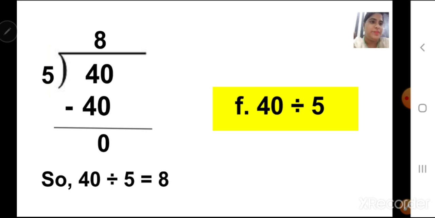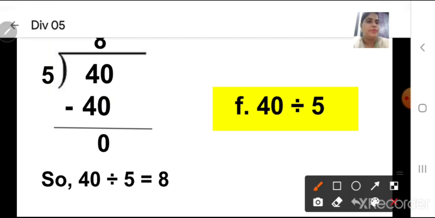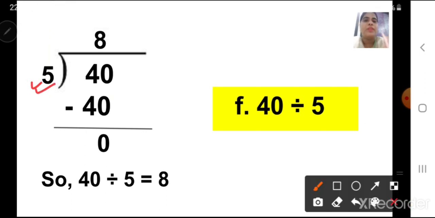Next one is F. 40 divided by 5. Right, children? First draw the bracket and write number 40 inside. It is our dividend. Divided by 5. Divisor we have to write here outside. Now in 5's table we have to see when 40 will go. 5 8s are 40, right? So number 8 we will write here up. 5 8s are 40. Okay, put your subtraction sign and then subtract.